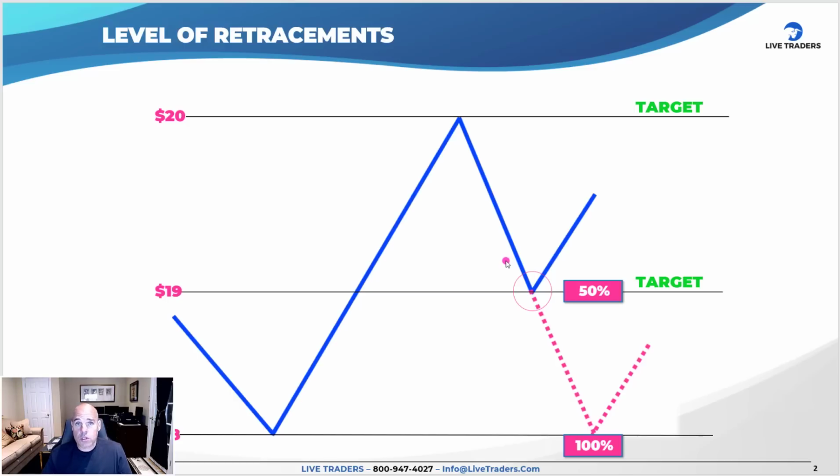The FOMO is so strong, I have to get in now, because if I don't get in now, the next level might be $21 or $22 or $23 or $24. I hate bringing this analogy up, but isn't that really what happened to GameStop? People just didn't believe there was going to be a pullback, and it just kept going higher and higher and higher, right? So that is when you have a situation where people have fear of missing out. And when they do that, they jump in earlier rather than later.